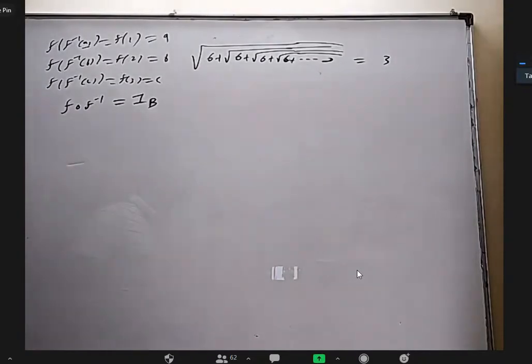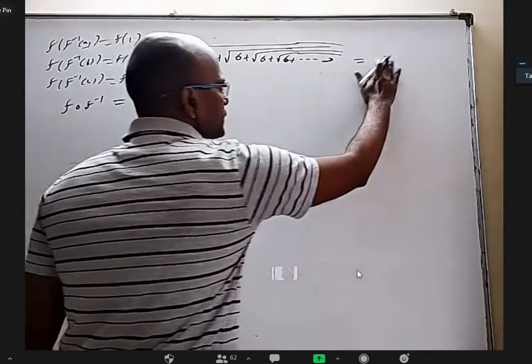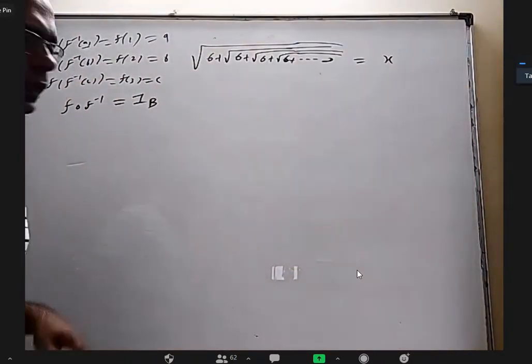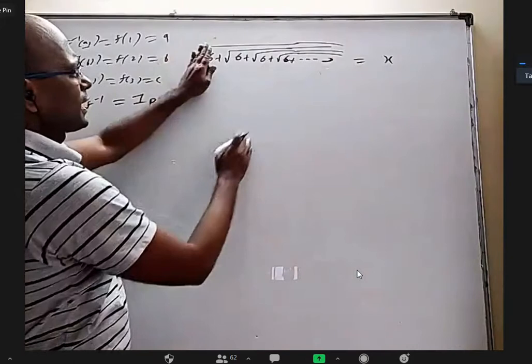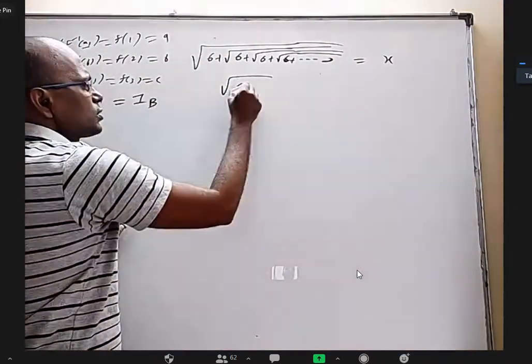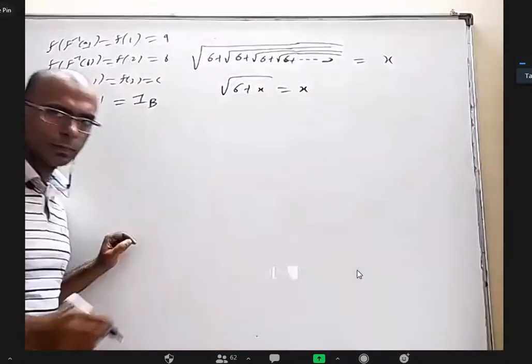Okay. How will you prove this? Actually, we'll take this as x. And then this whole thing is x. So if you neglect one 6 also, it is forever. There is no change. This is also x. You are going to write root of 6 plus x equal to x. Am I right?